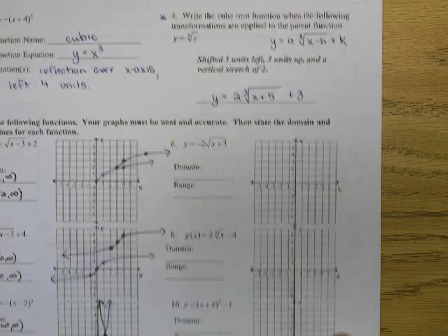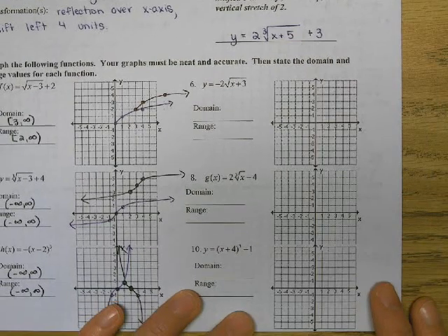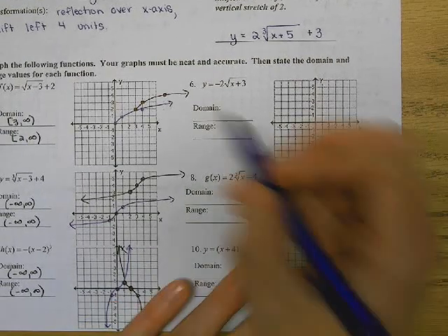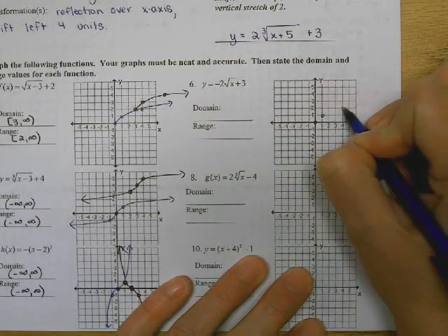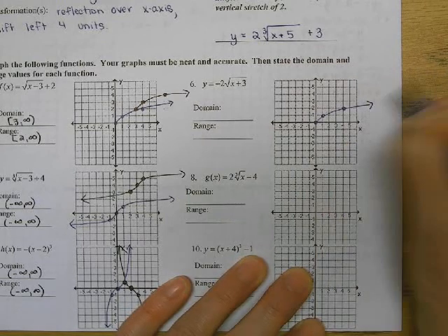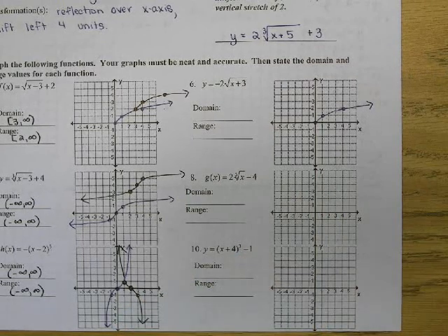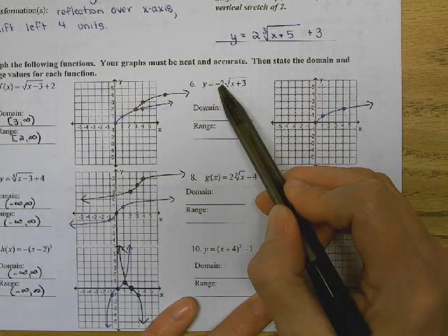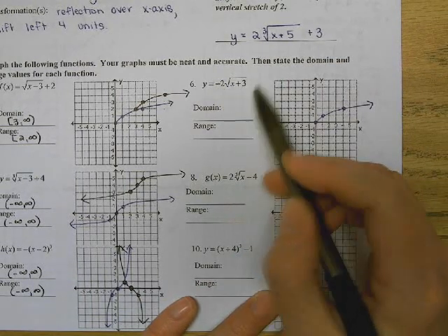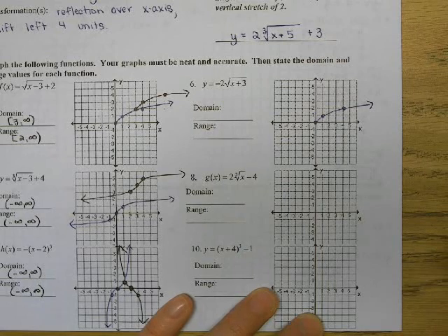So now let's do 6, 8, and 10, where we are actually going to graph them. Again, I'm going to start with my parent function. I did it over here. You do not have to start with your parent function. It is up to you. This time, we are going to reflect over the x-axis and stretch by 2 and shift to the left 3.